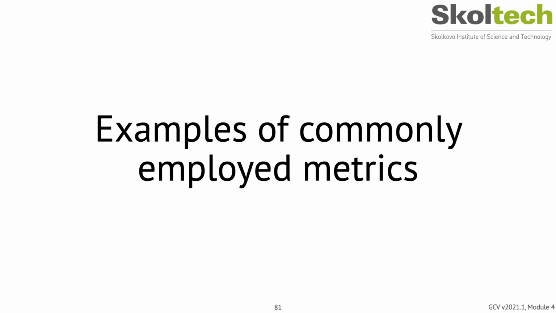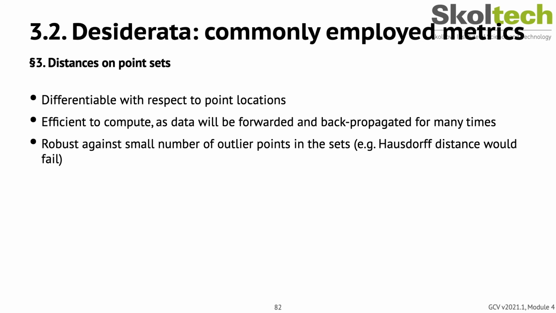Let us review a few examples of commonly employed metrics. To plug into a neural network, a suitable distance must satisfy at least three conditions. It must be differentiable with respect to point locations. It must be efficient to compute, as data will be forwarded and backpropagated many times. And third, it must be robust against a small number of outlier points in the sets. For instance, a Hausdorff distance will not be robust to a small number of outliers due to the supremum aggregation employed.